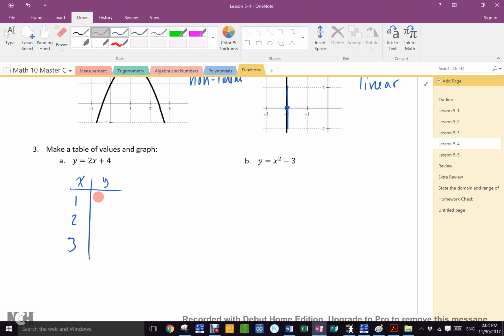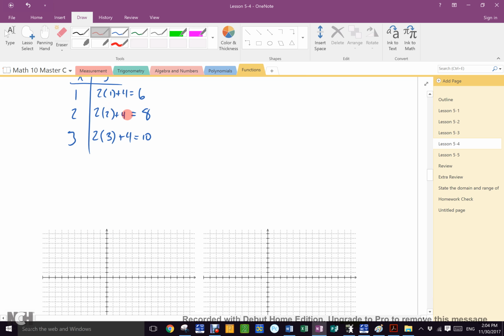Everybody cool? Pretty soon it'll show up. There it all is. Which means, what are my 3 points? (1, 6), (2, 8), (3, 10). Graph them. 1, 2, 3, 4, 5, 6. 2, 7, 8. 3, 9, 10. Agreed? So there's my 3 dots, yeah?